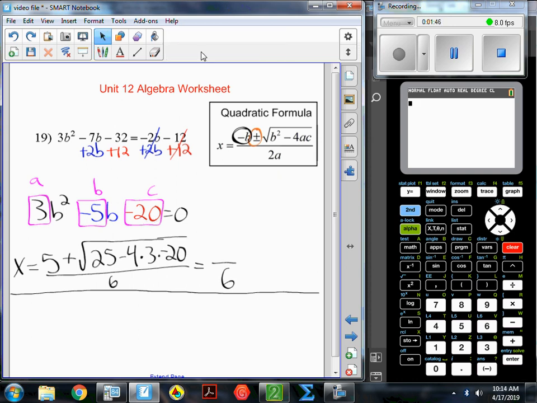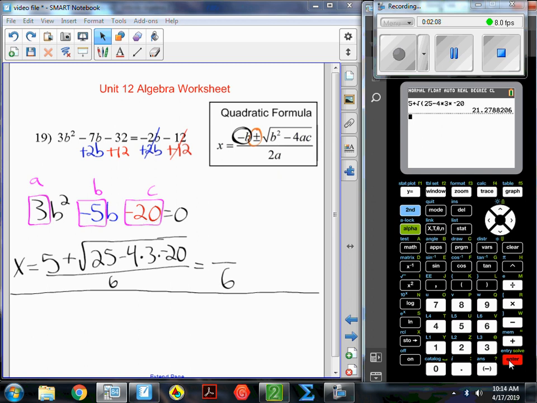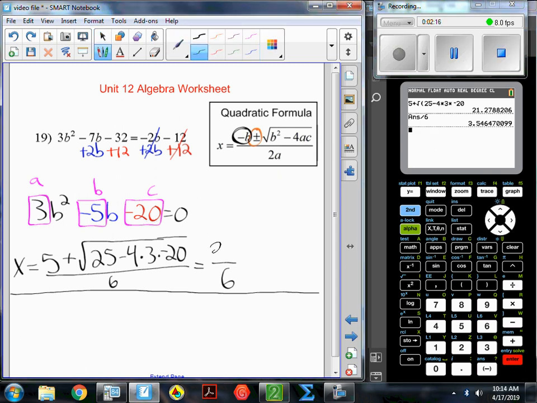So I can type that into my calculator. 5 plus the square root. B squared is 25 minus 4 times the a times the c. Let's see, 4 times the a, so that was 3 times negative 20. It's 21.2788, and I'm going to divide that by 6. So there we go. So if I round on my paper, 21.3, and then that's approximately, using as much of an exact answer as I can, 3.546.